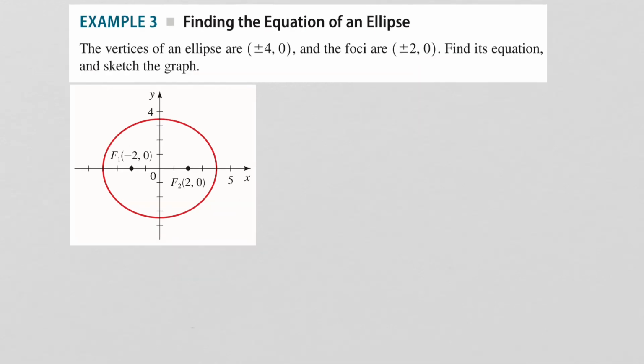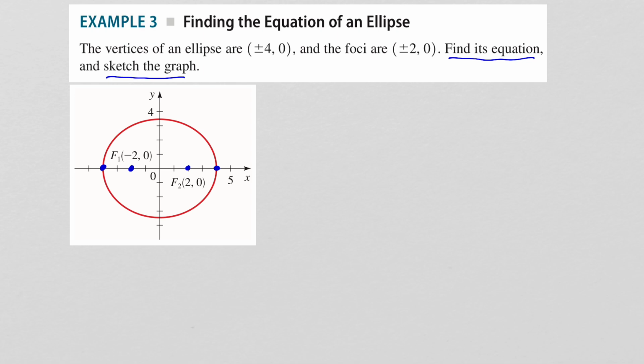Here we have the vertices of an ellipse are negative 4, 0, and positive 4, 0. And the foci are negative 2, 0, and positive 2, 0. And we want to find its equation and sketch its graph. Now, to be fair, I already have the graph, which we wouldn't have, right? We need some other information here. But let's go ahead and write down what we know for sure.